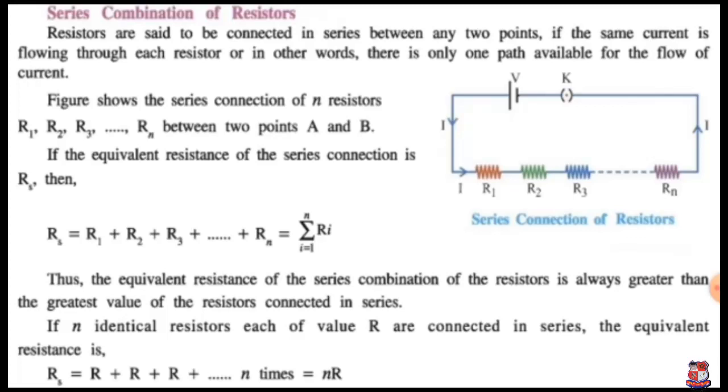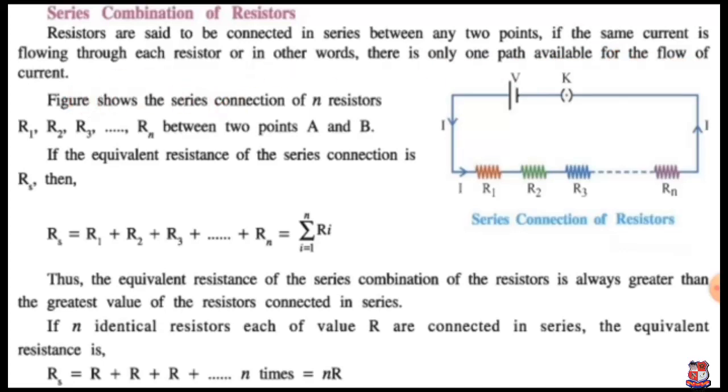So why are we saying that this is the series combination? Because R1, R2, R3 up to Rn are in a linear connection with each other. So here you can say the series combination of resistors. Resistors are said to be connected in series between any 2 points if the same current is flowing through each resistor, or in other words there is only one path available for the flow of electric current.